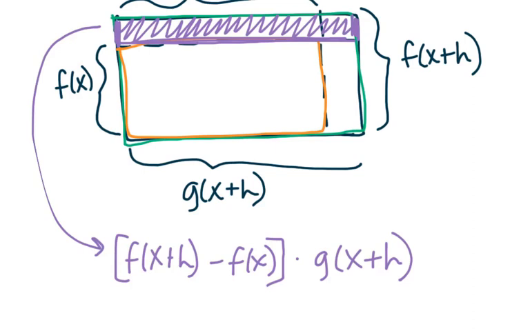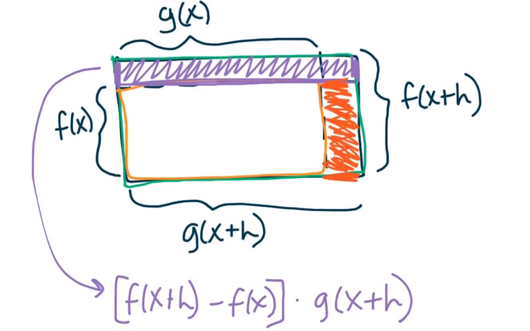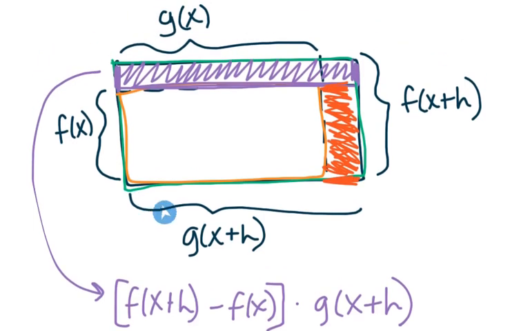And then for the other area that represents the difference between the rectangles, we have this little guy here. For this one, this width here is represented as the difference between g of x plus h minus g of x.